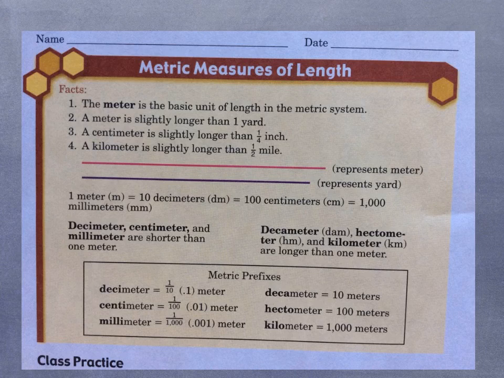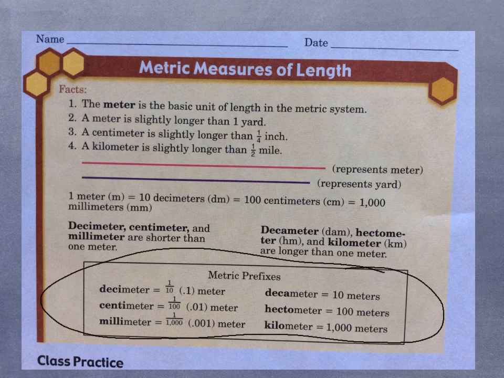I want you to look down at the box below, and it says metric prefixes. These are things that over time you're going to have to memorize. Deci is going to be 1/10 of a meter, decimeter. Centi will be 1/100th of a meter, centimeter. Millimeter would be 1/1000th. Deca would be 10. Decameter would be 10 meters. Hecto would represent 100. Hectometer would be 100 meters. And then kilo would be 1,000. Kilometer would be 1,000 meters.